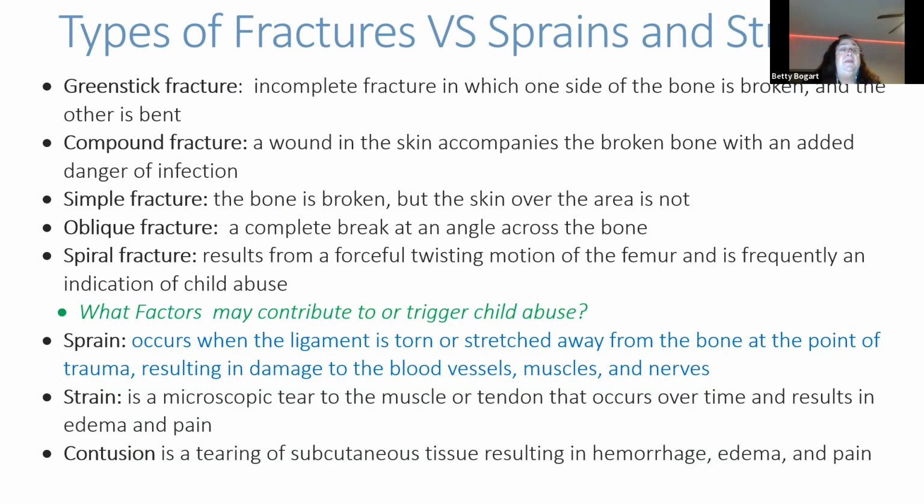So knowing the types of fractures, greenstick is an incomplete fracture on one side, and the other side is bent. So it's cracked, but sort of bent with it. That will need to be put back and casted. Compound is when the bone comes out of the skin.